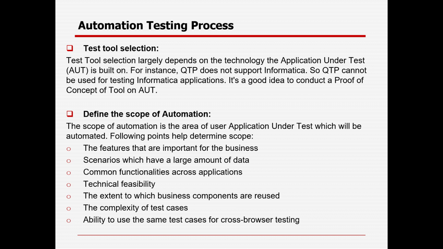Scenarios which have a large amount of data, common functionality across the application, technical feasibility, the extent to which business components will be reused again and again multiple times, the complexity of the test cases, and the ability to use the same test case for cross-browser testing as well. So you will identify all the areas, define the scope of automation, and discuss it with your customer. Then you will agree and start your journey.